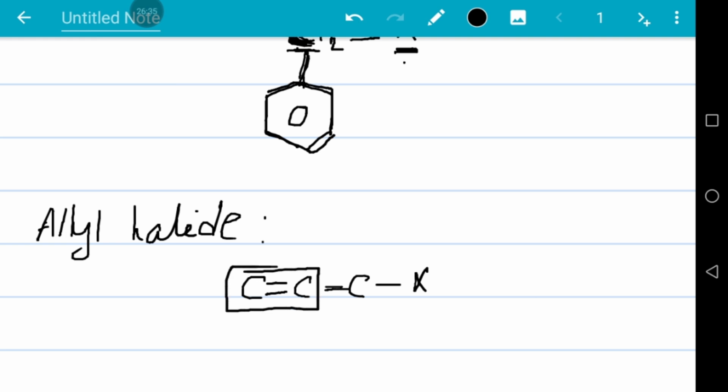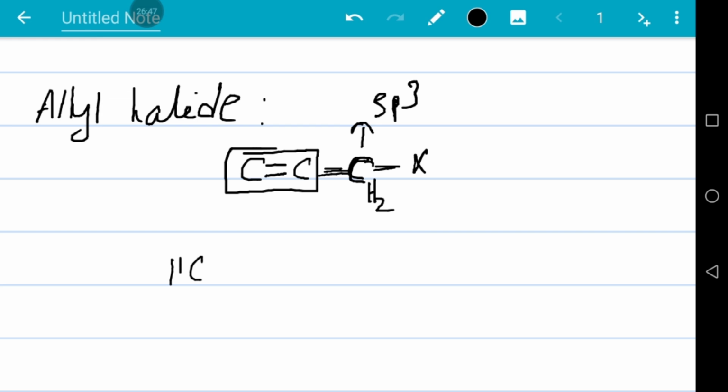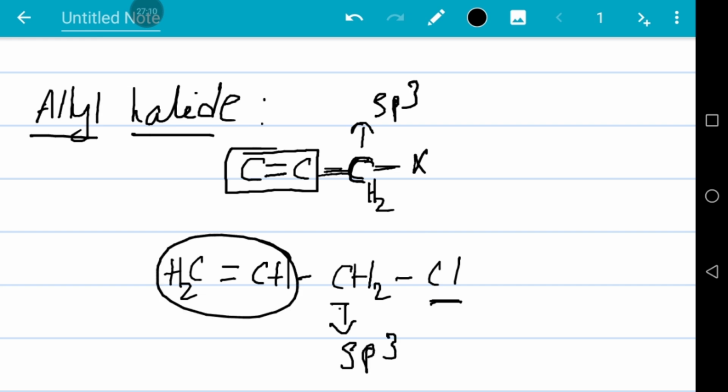Next, adjacent carbon, this is the adjacent carbon, this should be sp3 hybridized carbon. Why? Because around the carbon two single bonds and two hydrogens, CH2 like this. For example, CH2 double bond CH single bond CH2 Cl. This is the example of allyl halide. Here, how can you identify? Halogen is attached to this carbon. This carbon is a which hybridized carbon? sp3 hybridized carbon. So which is adjacent to the double bond.